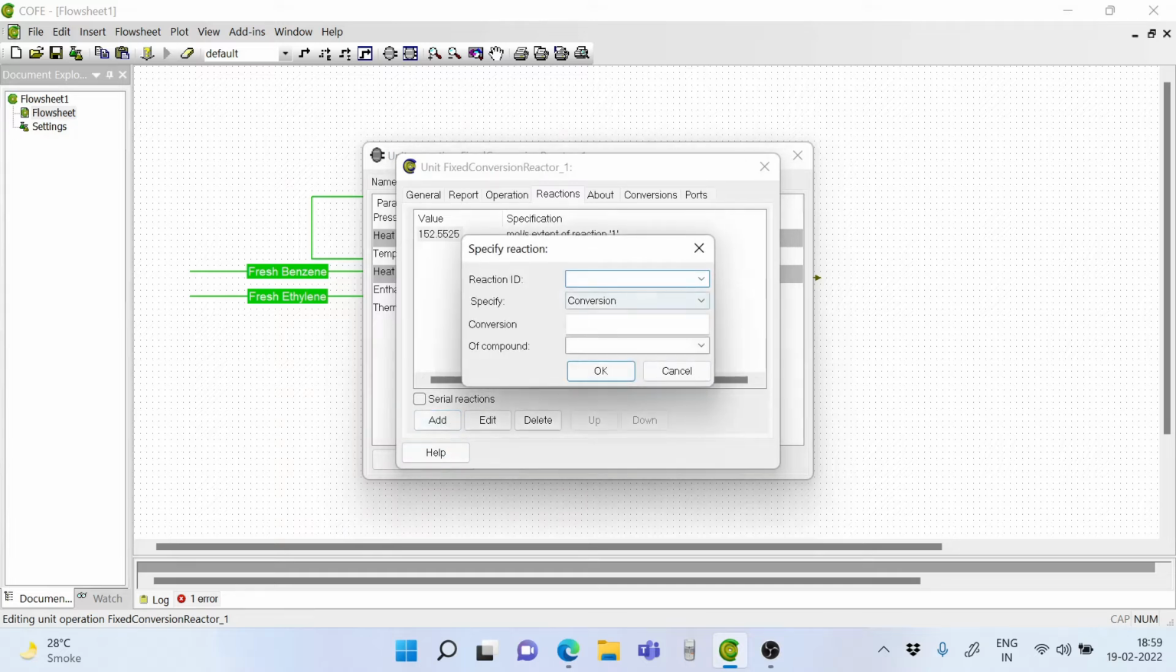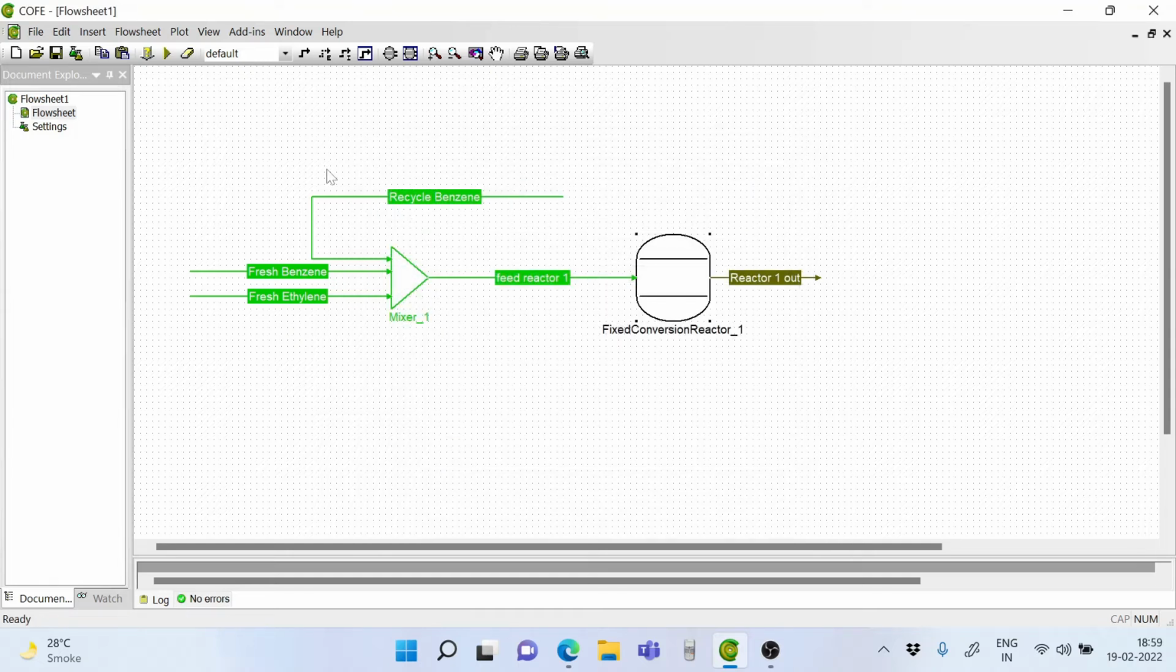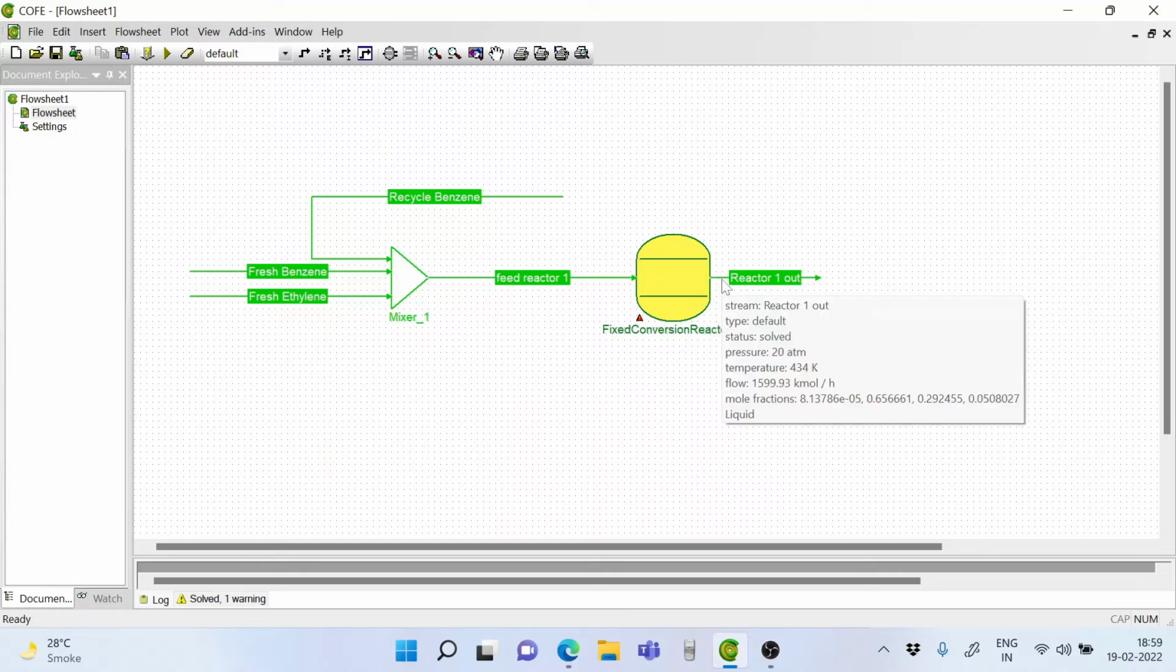Now we add the second reaction and we put the extent of reaction. And the extent of reaction here is 22.578. Click OK. And let's run the simulation. The simulation has run.